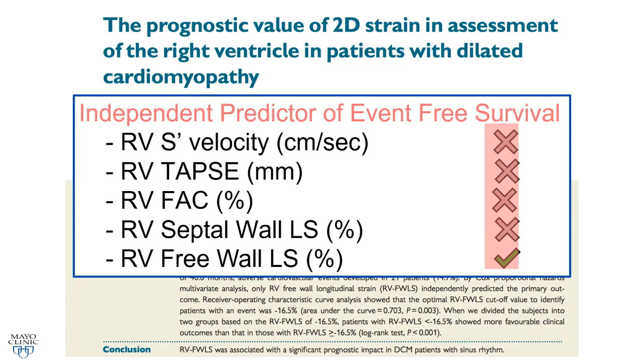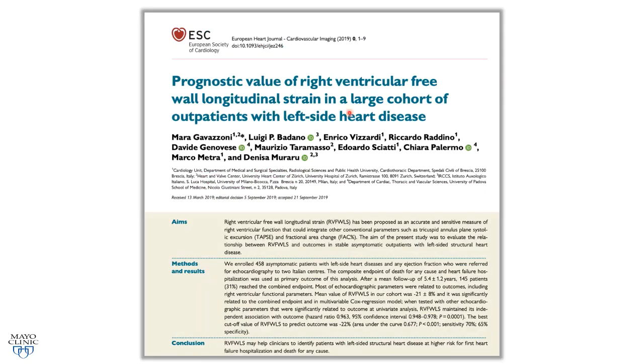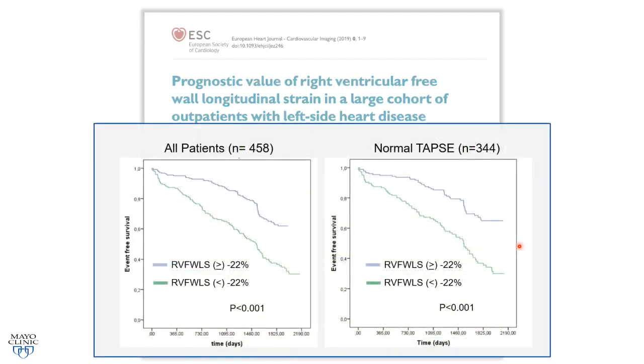Longitudinal RV strain has been reported to have prognostic value in various disease states, such as acute myocardial infarction, pulmonary hypertension, amyloidosis, and as we see here in patients with dilated cardiomyopathy, it's really just the RV free wall longitudinal strain that has been shown to have an independent predictive value on event-free survival. Similarly, here we look at the prognostic value of RV free wall longitudinal strain in patients with left-sided heart disease. You can appreciate that even in those with a normal TAPSE, a reduction in RV free wall longitudinal strain is able to discriminate those with a worse event-free survival. Again, it's that concept that there may be a warning that changes are ahead.